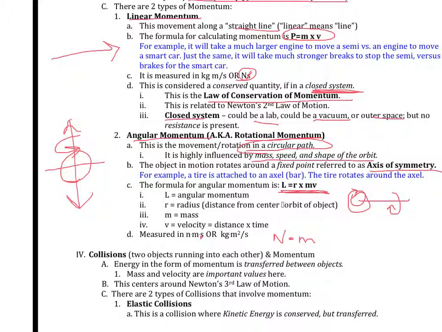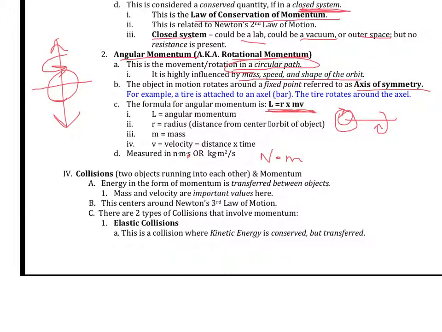All right, collisions. Collisions are two objects running into each other, and we look at how those collisions can affect the momentum of the object. Energy in the form of a momentum can be transferred between two objects. Mass and velocity are very important in determining how that energy or momentum gets transferred. And this basically centers around Newton's third law, that for every action, there is an equal and opposite reaction.